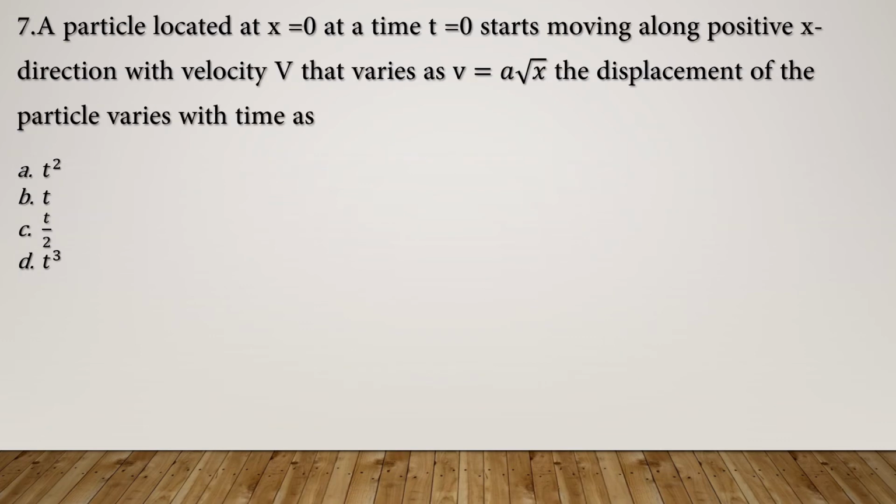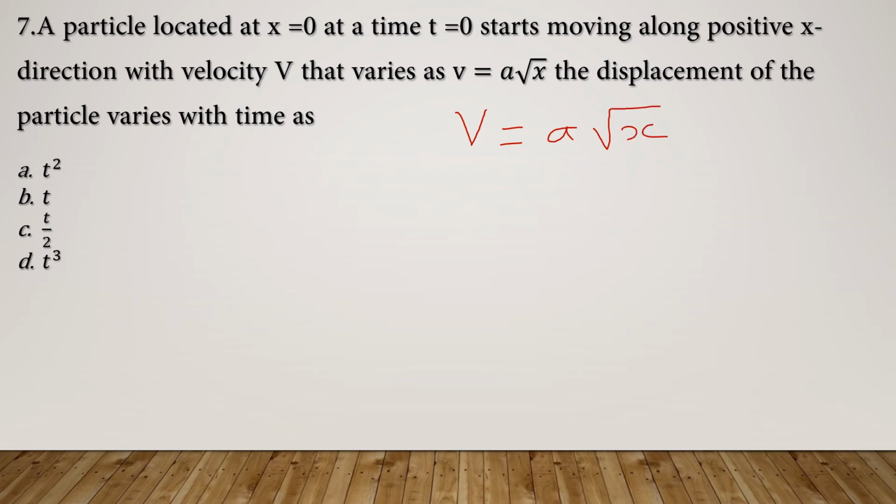Question number 7. A particle located at x is equal to 0 at time t is equal to 0 starts moving along positive x direction with velocity v that varies as v is equal to a root x. The displacement of the particle varies with time as. Now they have given that v is equal to a into root of x.